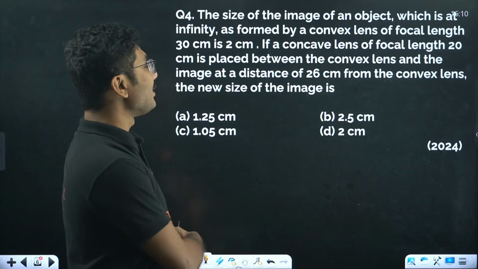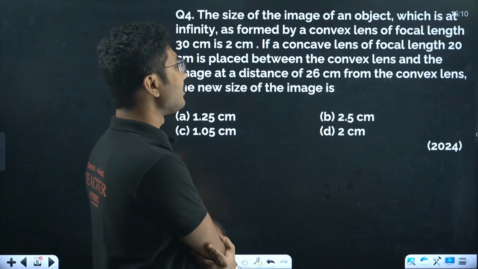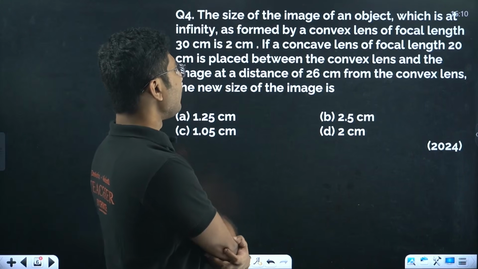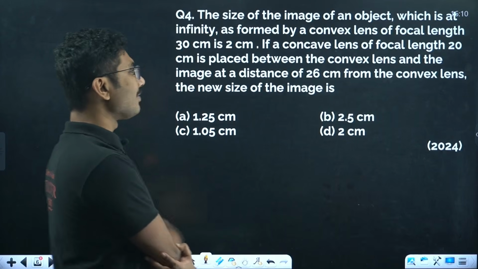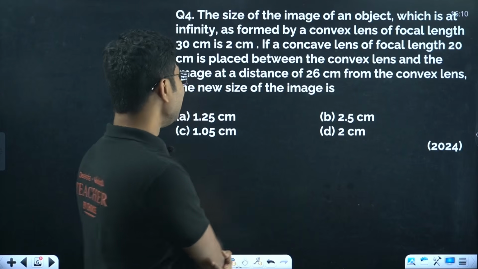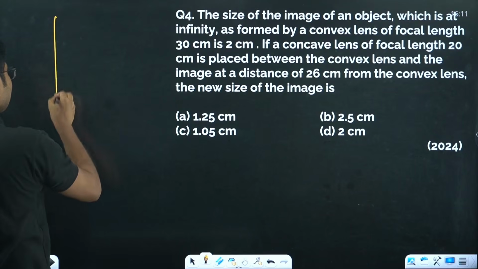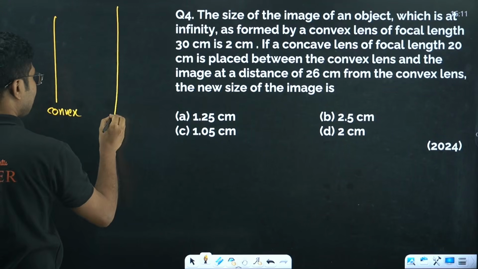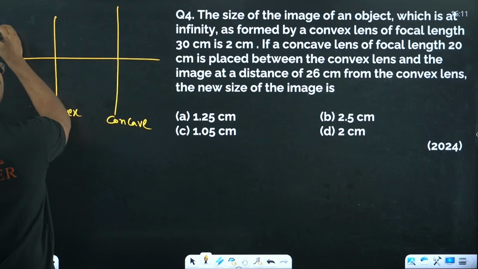The size of the image of an object which is at infinity, as formed by a convex lens of focal length 30 centimeter, is 2 centimeter. If a concave lens of focal length 20 centimeter is placed between the convex lens and the image at a distance of 26 centimeter from the convex lens, the new size of the image is? So this is again a convex lens and we have a concave lens, and it says that the ray is coming from infinity.